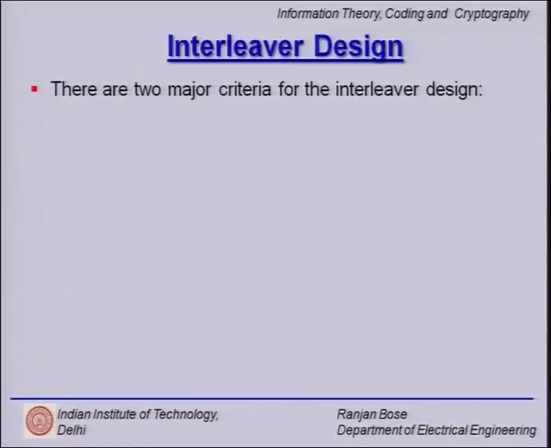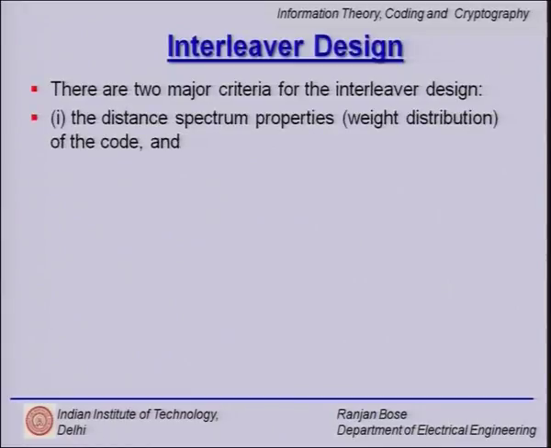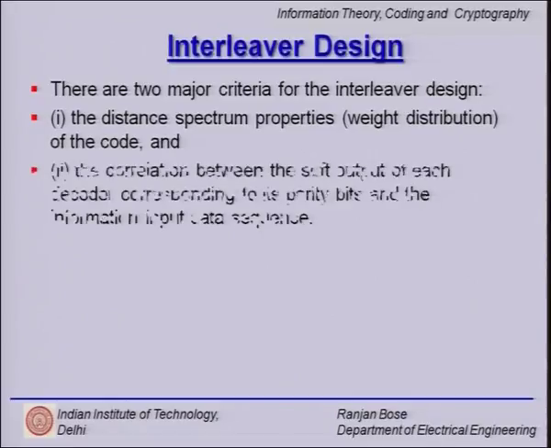There are two major criteria for interleaver design. One is the distance spectrum properties, which is the weight distribution of the code. That is how we started off. Why are we adding an interleaver? Because if the input bit stream leads to a low weight sequence, then the interleaver should shuffle the bit stream such that the resultant output is a high weight output.